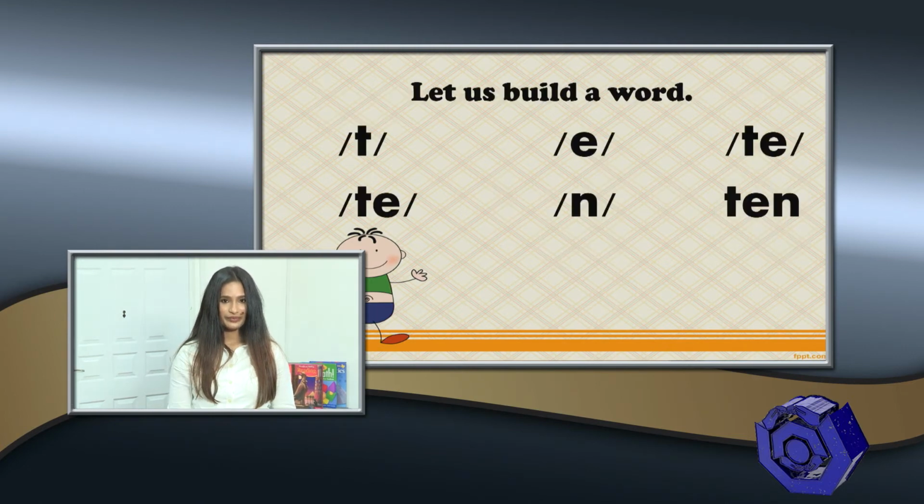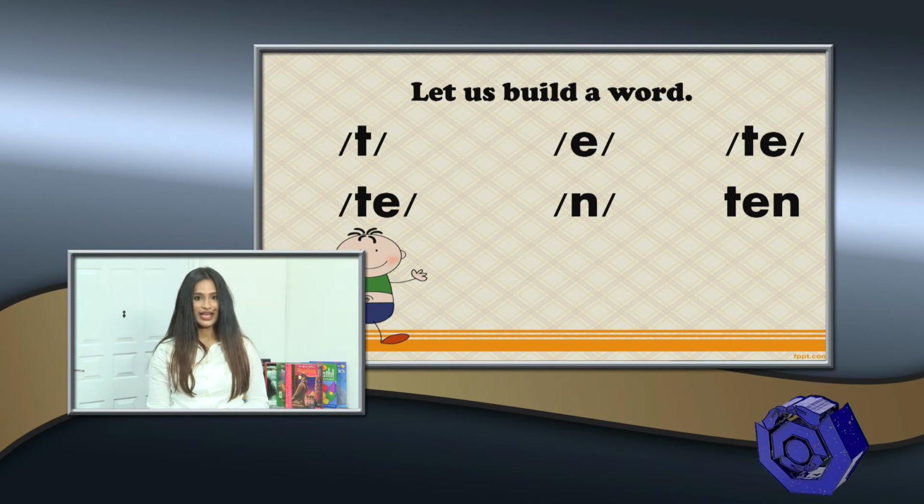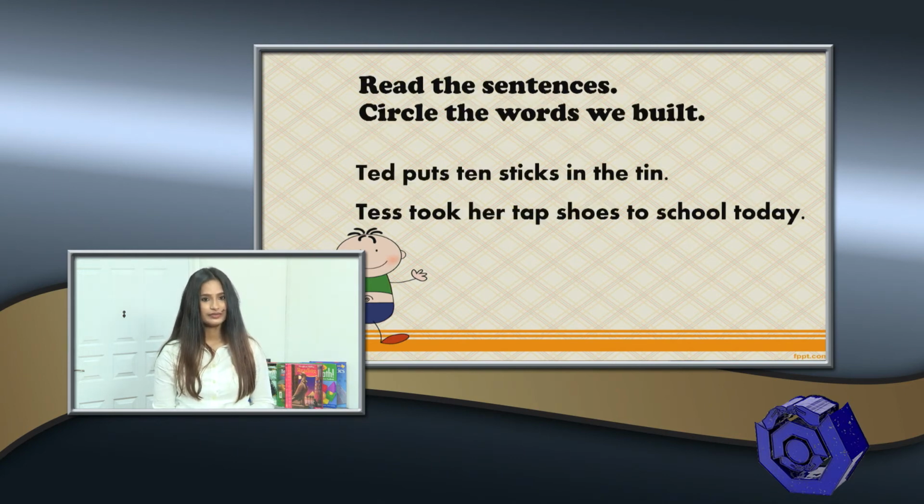Let's build a word. T says t, E says e, and that gives us te. Te and m will give us ten. Let's do that again. Te, m, ten.